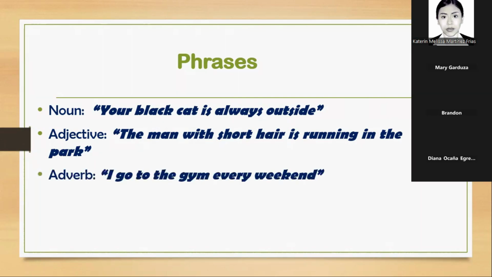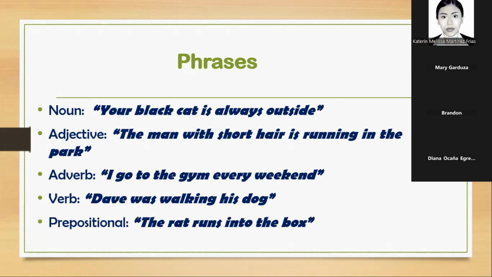Next one, I go to the gym every weekend. The adverb phrase is every weekend. In this case, this every is modifying the word weekend. And the next example, we have Dave was walking his dog. The verb phrase in this case is was walking.